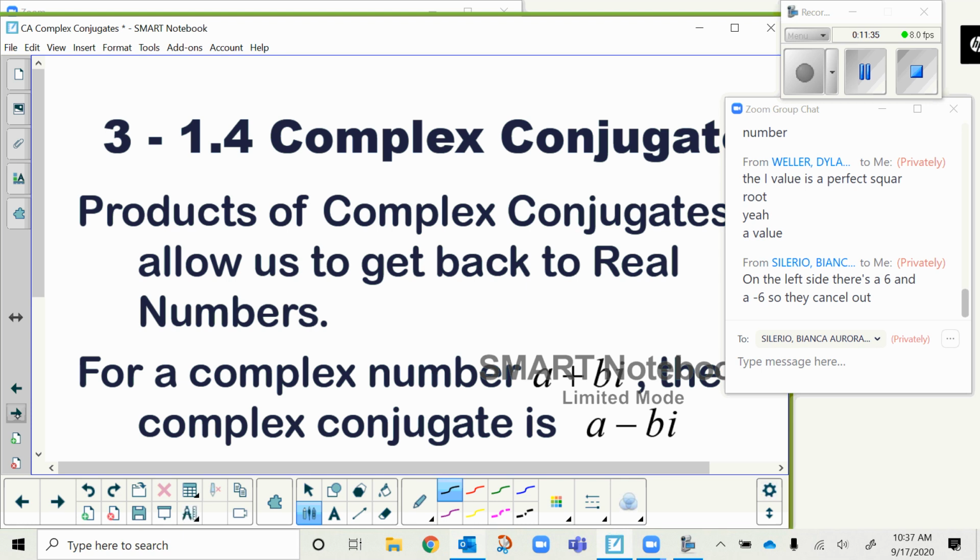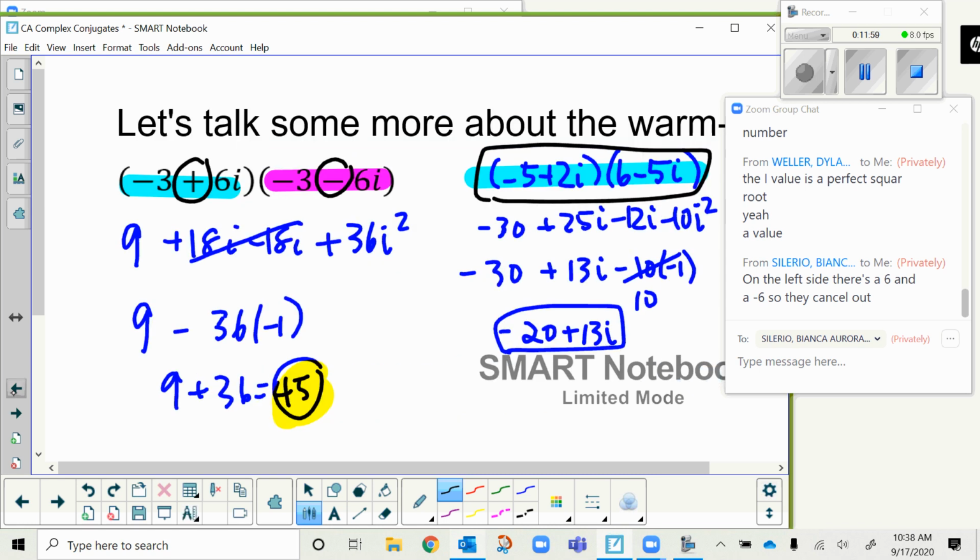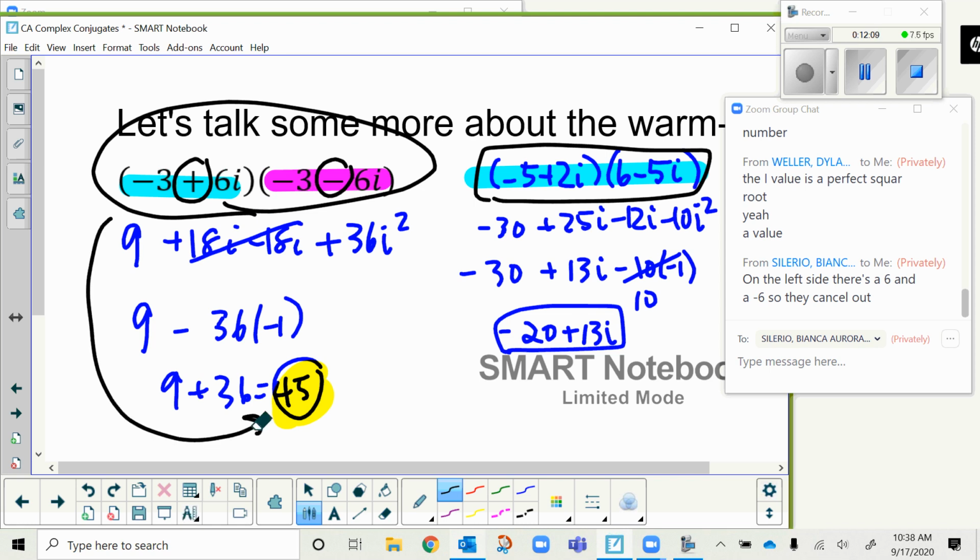Here's your notes. So I'm on your notes page now. This first sentence says products of complex conjugates. So product means multiply, which that's what we were doing. Products of complex conjugates allow us to get back to real numbers. Real number because there's no more I in it. That's what happened. We started with two complex conjugates, which I'll describe how to figure that out here in a minute. We multiplied them and we got just a real number for our answer. There was no I part.